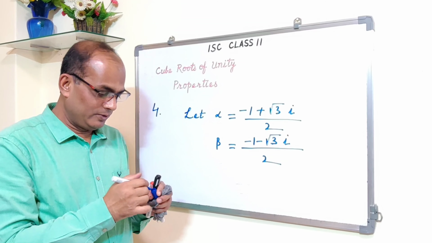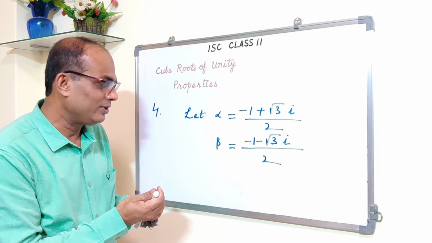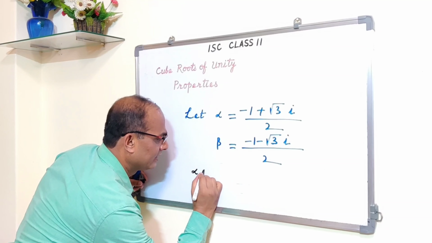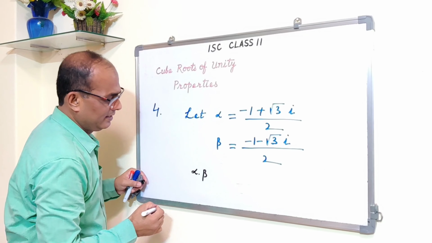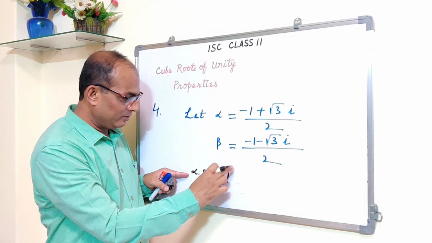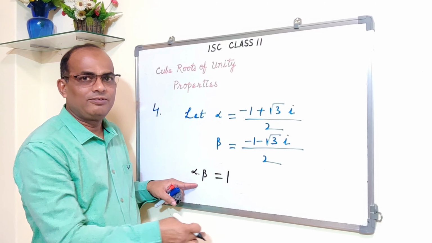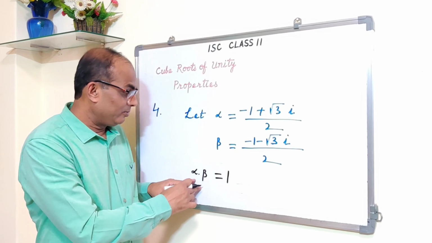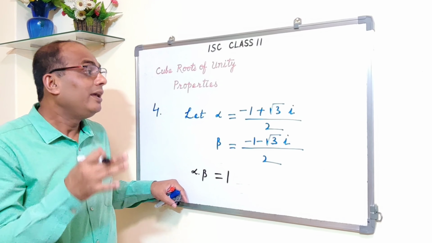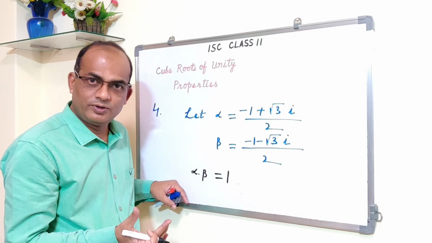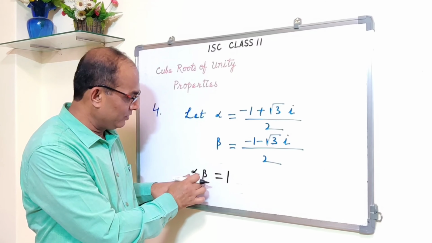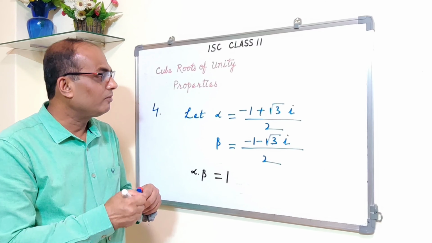Alright, so what we are going to do, we will show that alpha into beta is 1. If we are able to show this, that means alpha is equal to 1 upon beta, or beta is equal to 1 upon alpha. That means alpha is the reciprocal of beta and beta is the reciprocal of alpha. And that's the property that each of the complex cube roots of unity is the reciprocal of the other. Alright, so actually we have to show that alpha into beta is equal to 1. This we have to show. Fine, so let's do that.